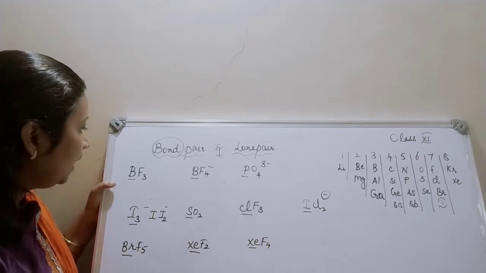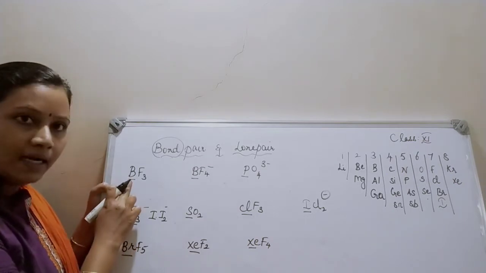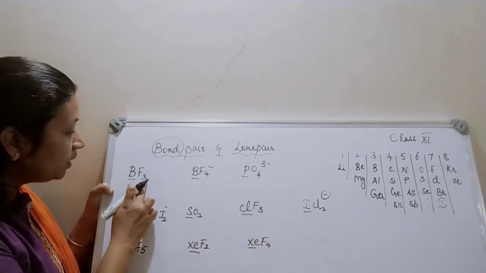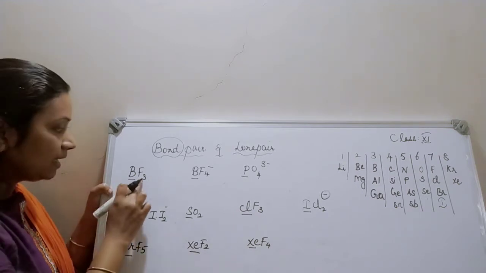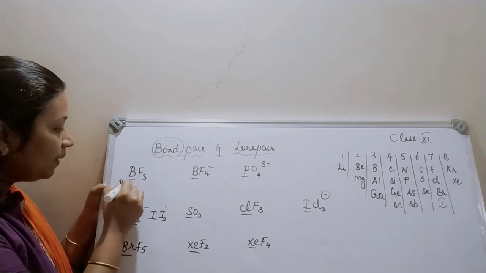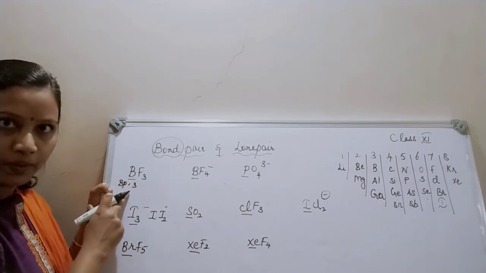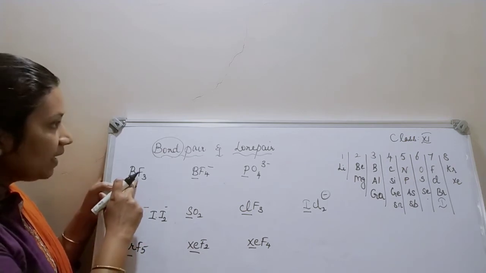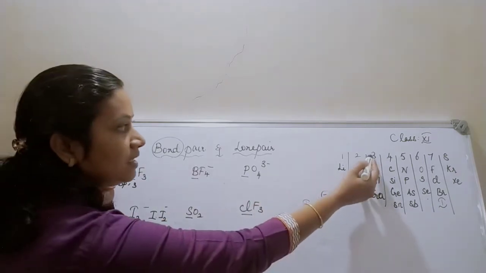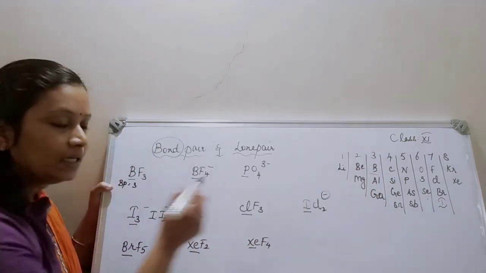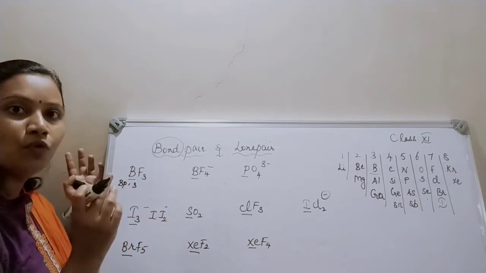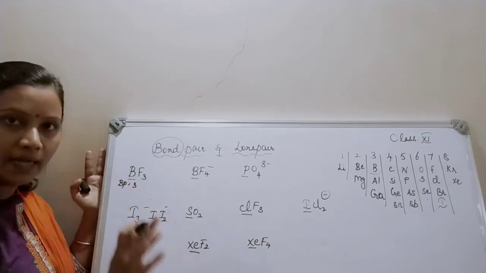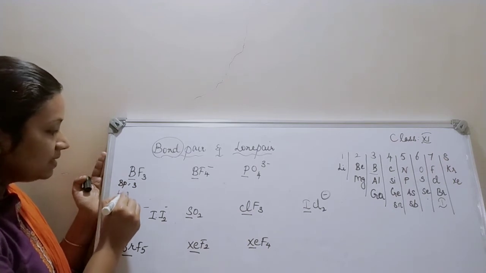Now, the central atom is boron. How many fluorine atoms are directly bonded to boron? 3 fluorine atoms are directly bonded. So the bond pair is equal to 3. Now, what is the valency of boron, children? The valency of boron is 3. So 3 hands of boron are available to form bonds with 3 fluorine atoms. So the lone pair is 0.